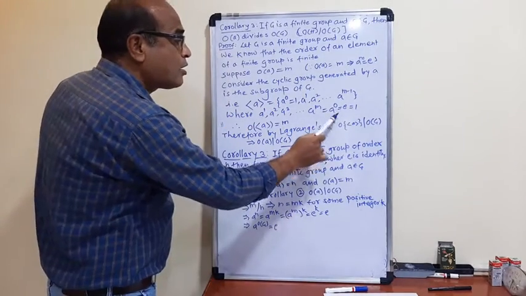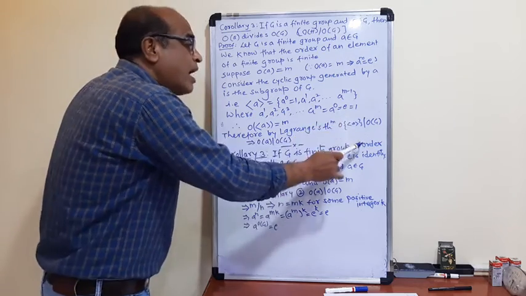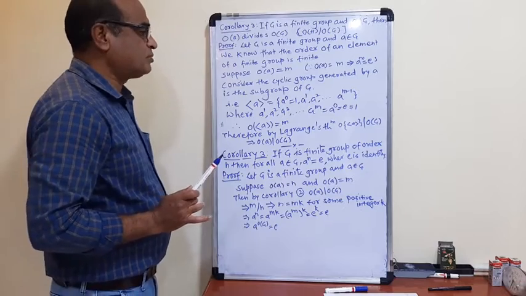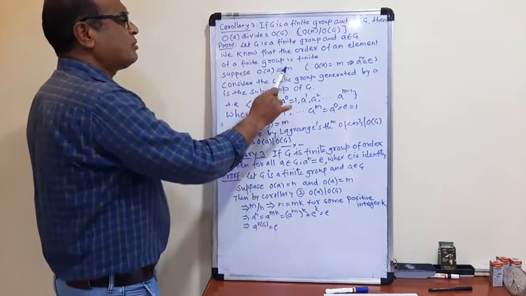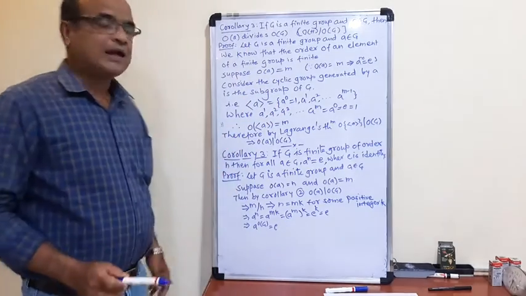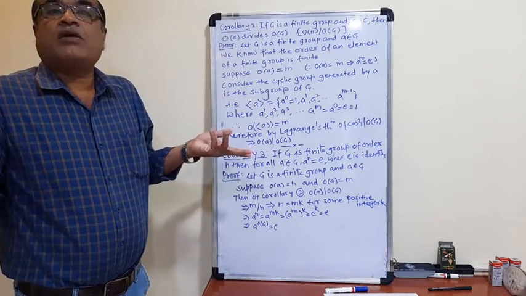So the order of a cyclic group divides the order of G. So what is the order of this? It is m. The order of a is m. So this implies that the order of a divides the order of G.